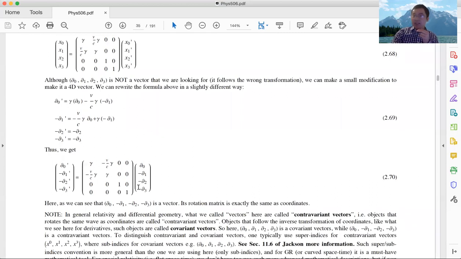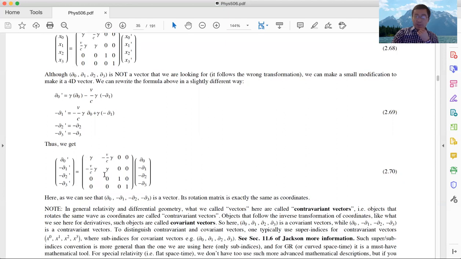With this minus sign added, these four objects combined together transform exactly the same as coordinates. For example, the Lorentz transformation takes exactly the same structure. So this is our 4D vector for the derivative, the 4D derivative vector. That's one 4D vector we demonstrated as an example in the previous lecture. In principle, any physics quantities, as long as you can organize them in this structure, and under Lorentz boost and spatial rotation they behave the same as coordinates, we will call it a 4D vector.